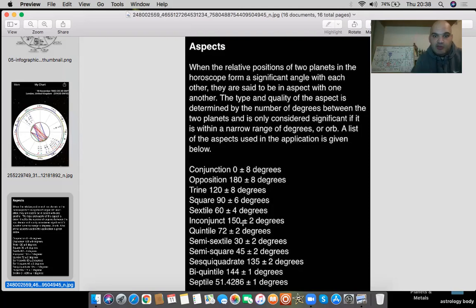But like I said, I'm just going to concentrate on the main five aspects, which will be the conjunction, opposition, trine, square, and sextile. So for now I'm going to come back to this, because I'm going to read something from the book to give us a bit more detail of what aspects are. And then I'll share my screen again and we'll go through the diagrams of what each aspect is. So I'm going to stop sharing my screen for a moment.